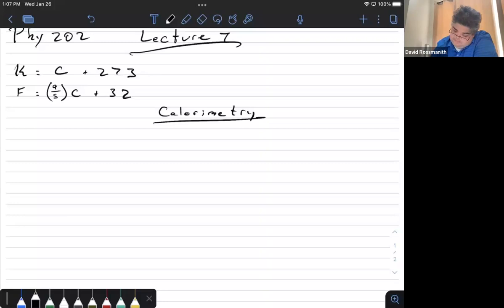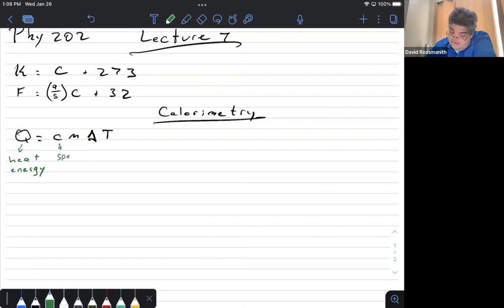And what we found was that the equation we're going to use for this is Q equals Cm delta T. And here, Q is heat energy. So how much energy or how much heat do you have to apply to this item to change its temperature by whatever delta T will be? C, that's the specific heat. And that basically depends on the material.